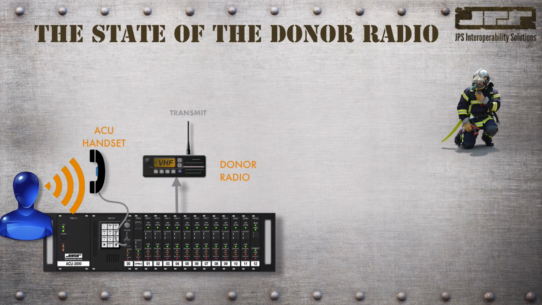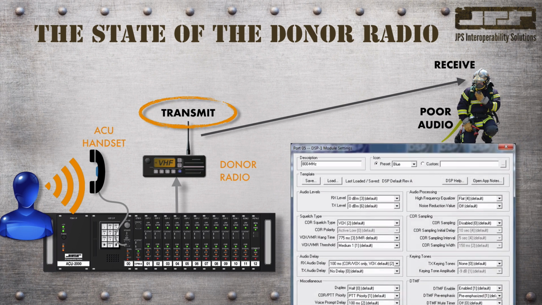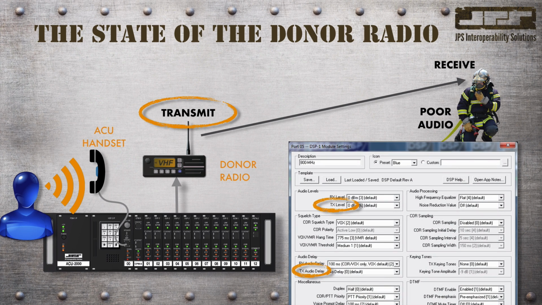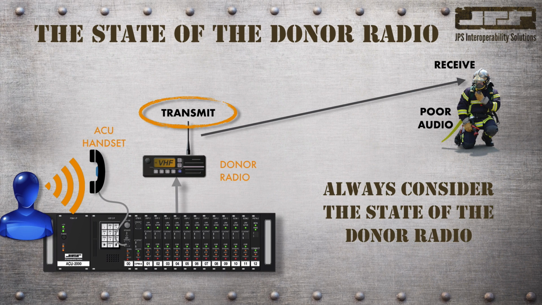Conversely, if someone in the field complains about the quality of the transmission that they're receiving from the ACU Gateway, we need to determine the active state of the donor radio at that very moment. Again, is the donor radio receiving or is it transmitting? In this case, the donor radio is transmitting to the field, which means we can correct the audio quality by adjusting the TX or transmit parameters of the DSP. By observing the active state of the donor radio, this will simplify troubleshooting of the ACU radio interfaces.